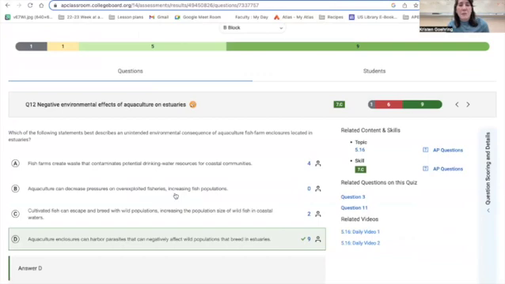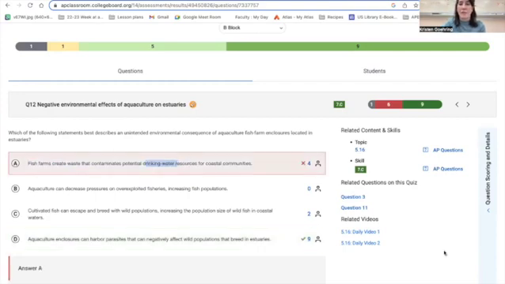Which of the following statements best describes an unintended environmental consequence of aquaculture fish farm enclosures located in estuaries? So remember, estuaries are an area where freshwater terrestrial surface waters are meeting up with the ocean. So you have brackish water, a mix of salty and fresh. And that reason alone is why we can throw out the first answer. That is not a potential drinking water resource.